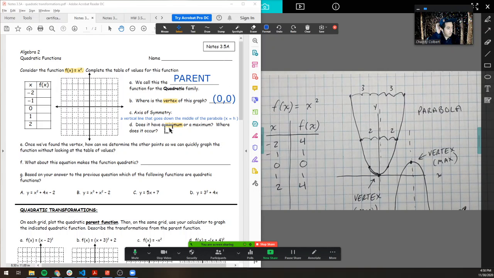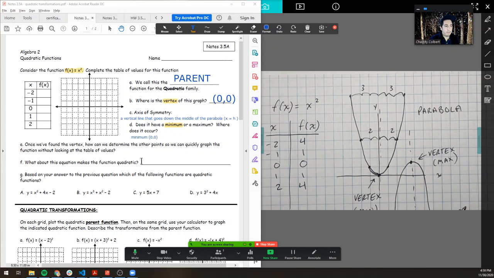So this has a minimum, and again, it occurs with the vertex here. So maybe I'll write this in. This one has a minimum that's at 0, 0. There it is. So here's the vertex. I'm going to skip E for now, and we'll look at this later.